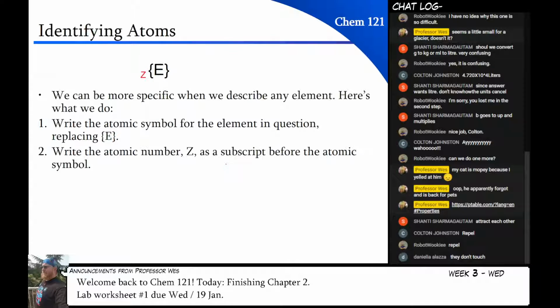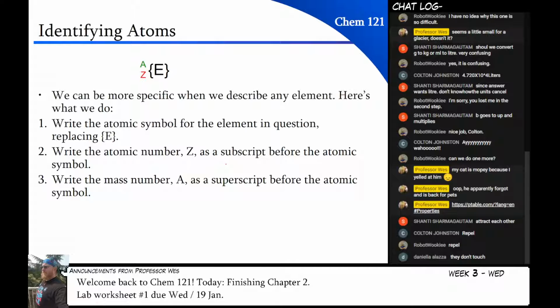All right, that was step one. Step two, as a subscript in front of the symbol, we're going to write the atomic number. That's Z. Next, as a superscript in front of the elemental symbol, we're going to write the mass number.